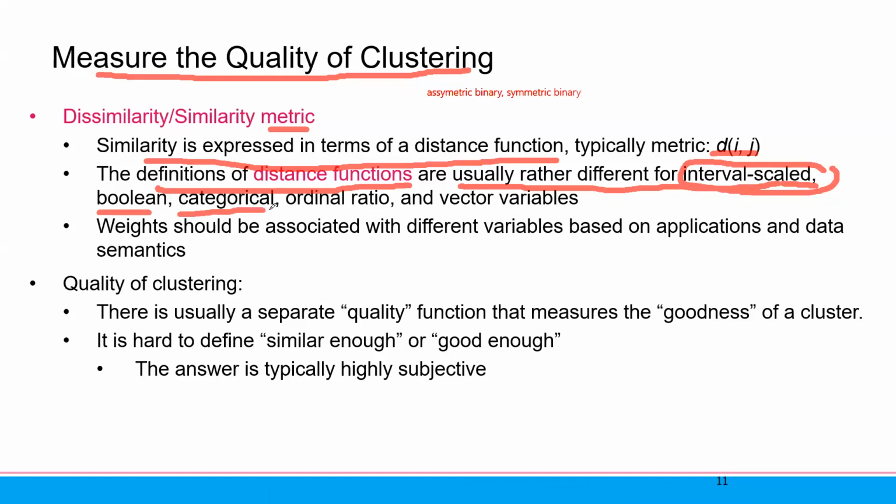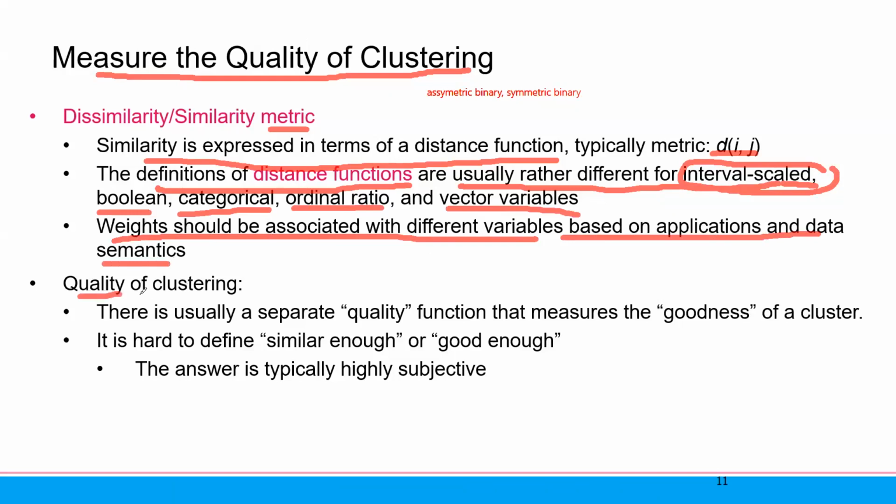How can we measure the categorical value? There's also another similarity measure. What if we have the ordinal ratio? What if we use the factor variables? So the difference of the measures will affect the quality of the clusters. Weights should be associated with different variables based on the application and data semantics. So sometimes we need to assign weights.